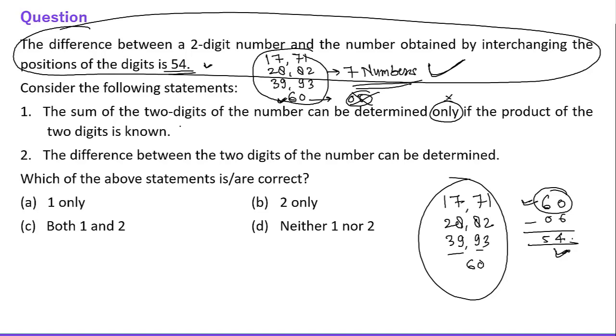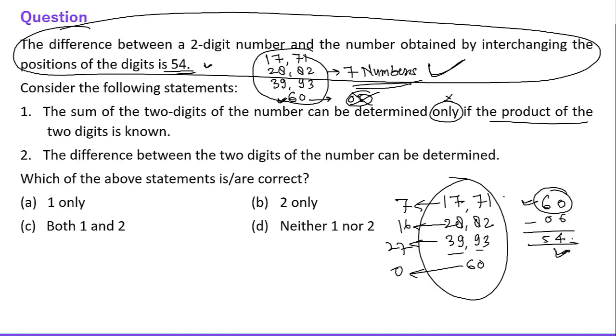The question is saying the sum of the digits of a two-digit number can be determined if the product of the digits is known. Only "if" is not the correct word, but if the product of the two digits is known, right? Because here the product of digits is 7, here the product of digits is 16, here the product of digits is 27, and here the product of digits is 0, right? So here you can find the sum also.